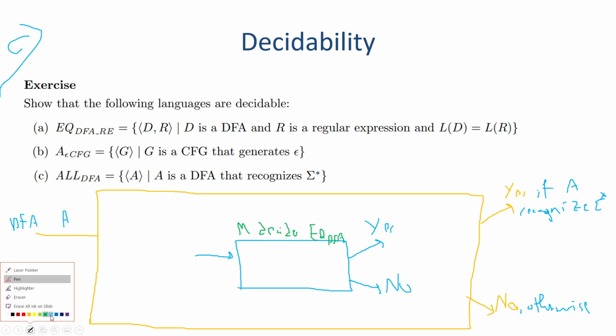Okay, we take input DFA A, and here DFA B. Again, it doesn't have to be the same A as the outside.